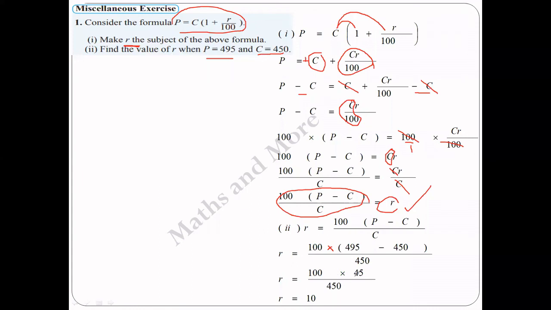Now you can simplify. There's only multiplication, no addition or subtraction. You can cut this 0 with this 0, and cut this 45 with this 45. Now R is 10. That's the Roman number 2.